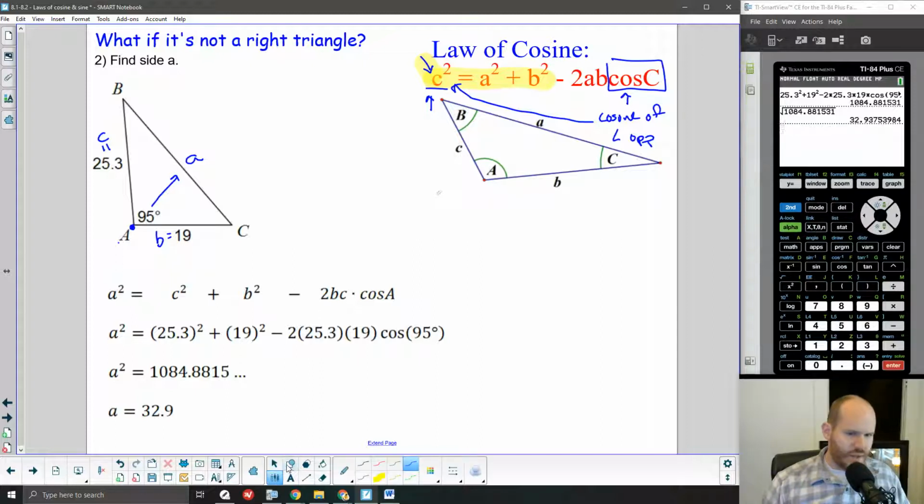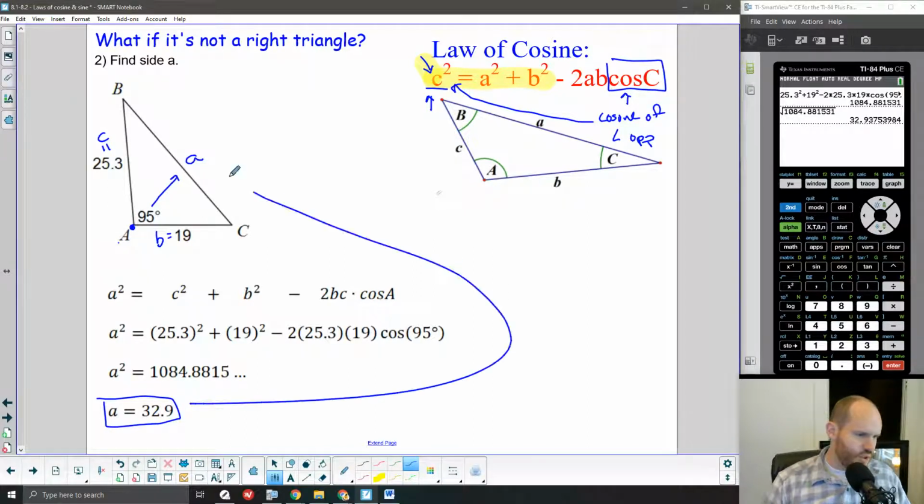So you want to make sure that you're only rounding your final answers. But that brings me to that. So I get 32.9 is the length of that missing side. So it's not too bad. It's just a little bit more complicated of a calculation than the basic Pythagorean theorem.